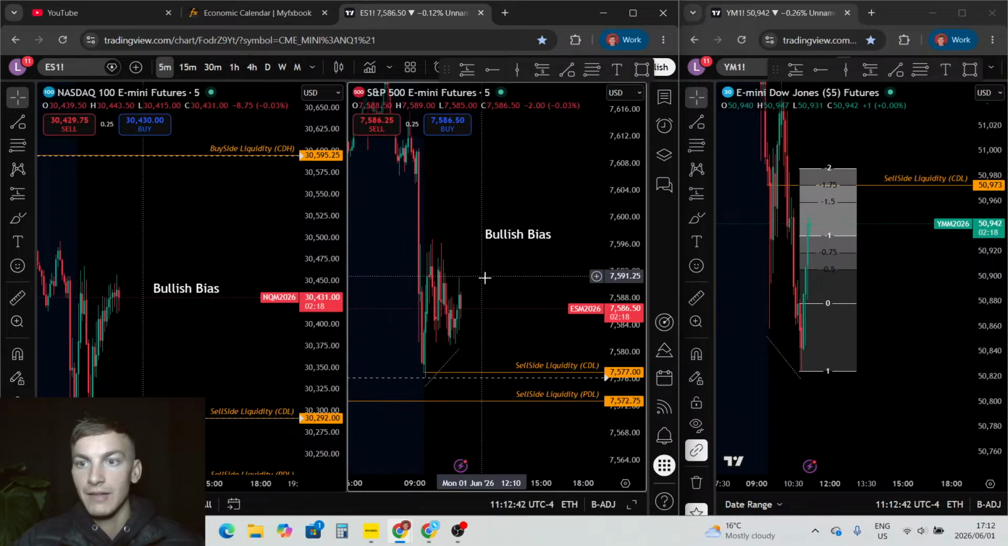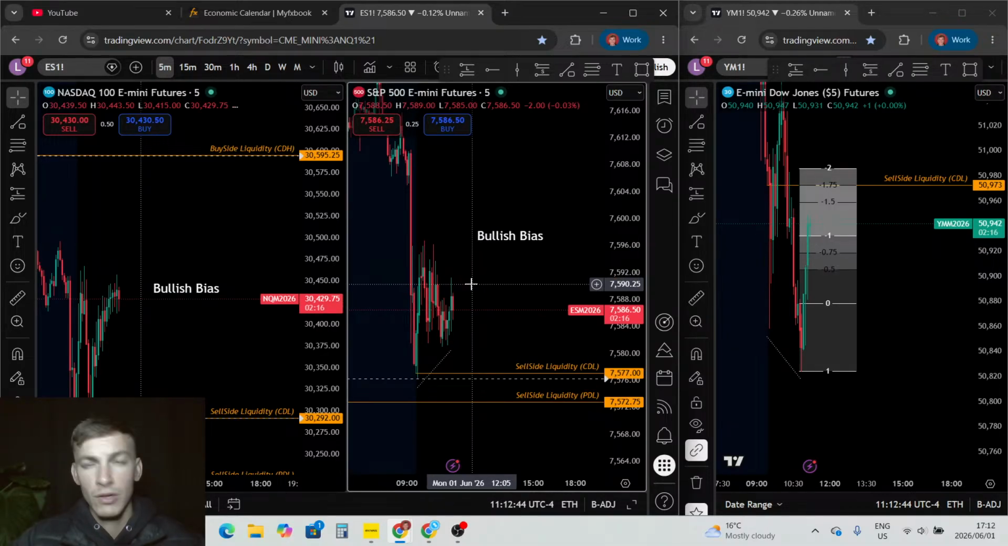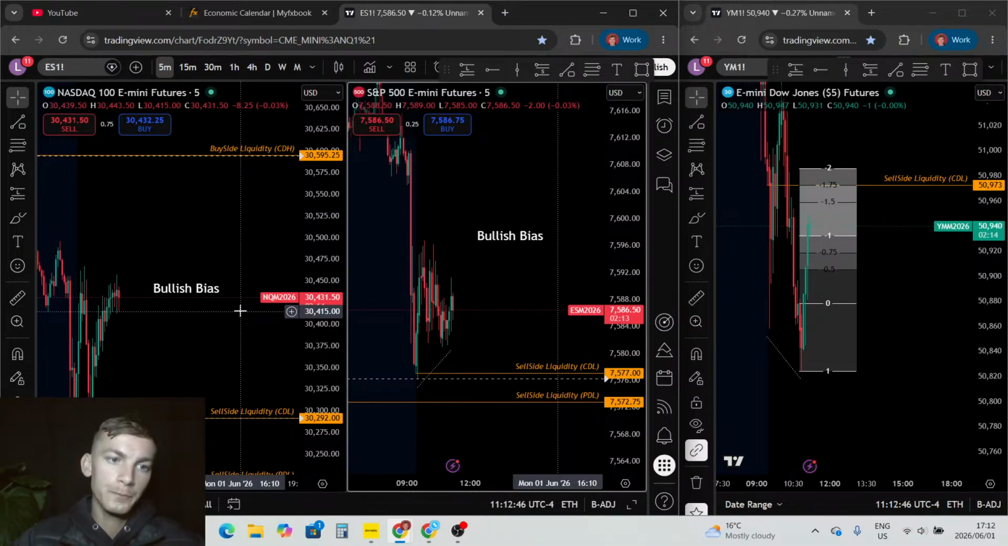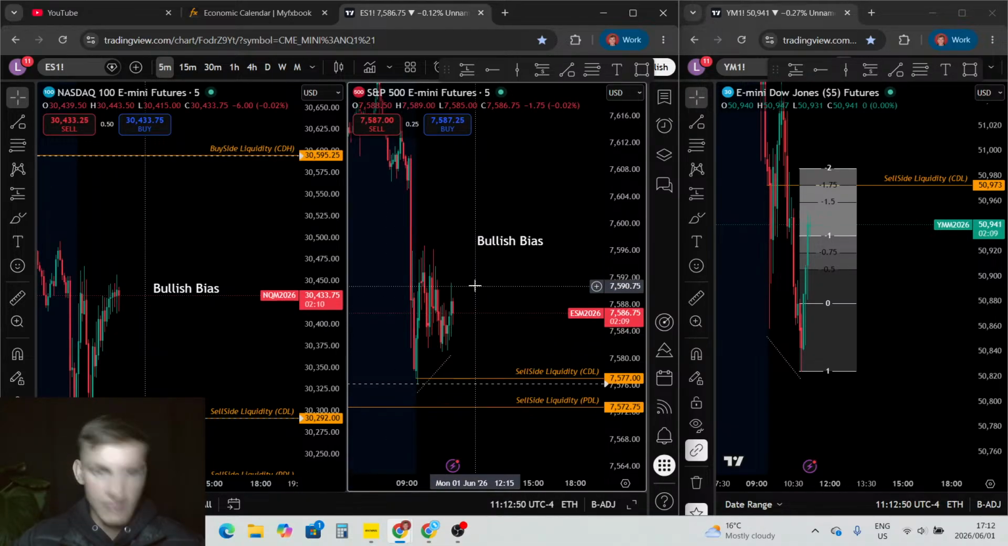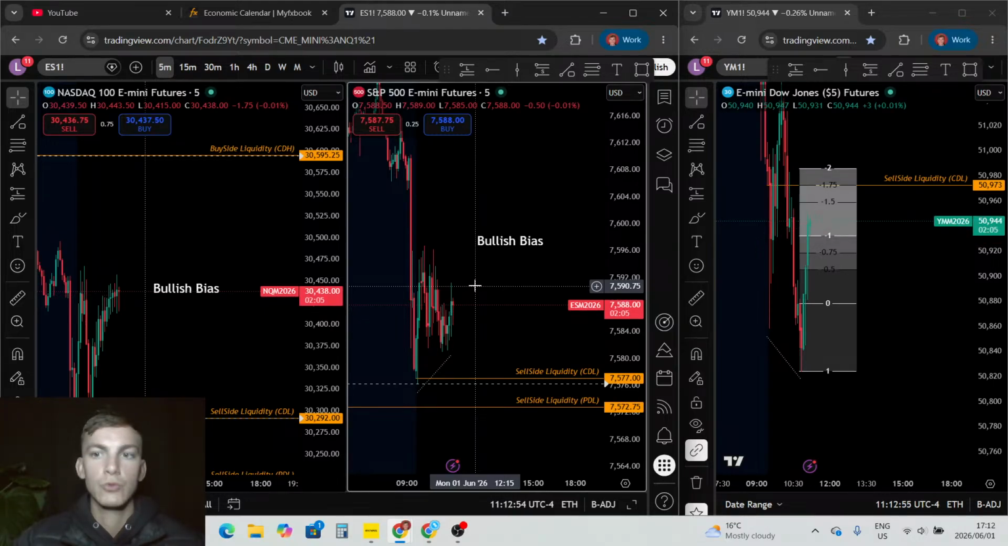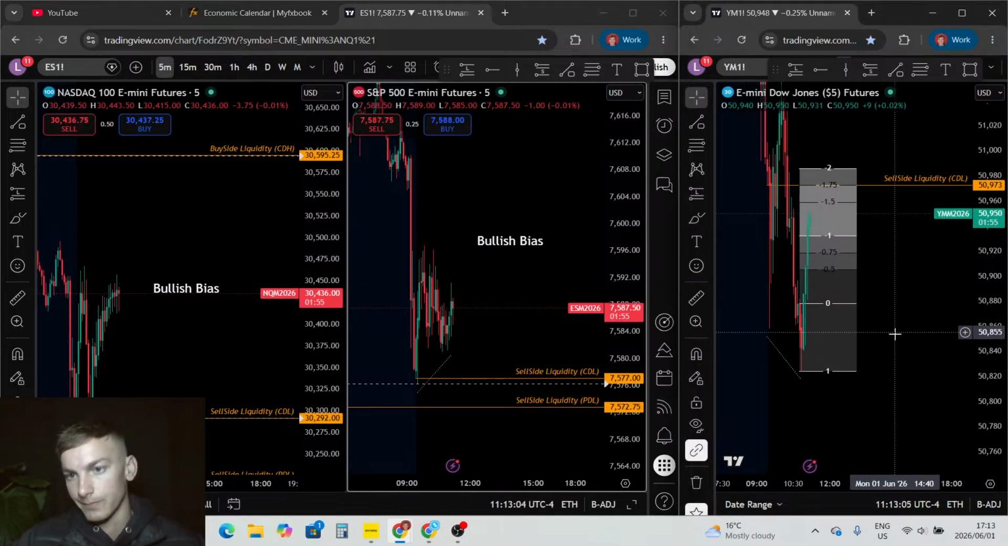We will remain in this trade until either one of the two is hit or the Nasdaq hits its buy side. If any of these assets hit their specific targeted level, we'll be looking to exit the trade, or just abandon the trading idea if we do not get the opportunity to take a trade.